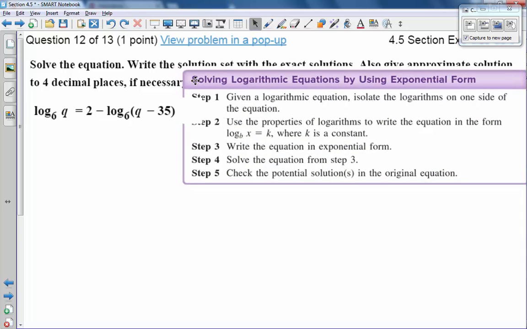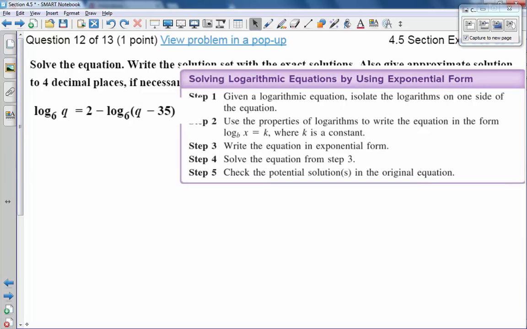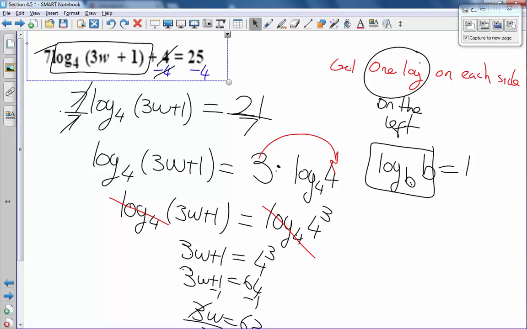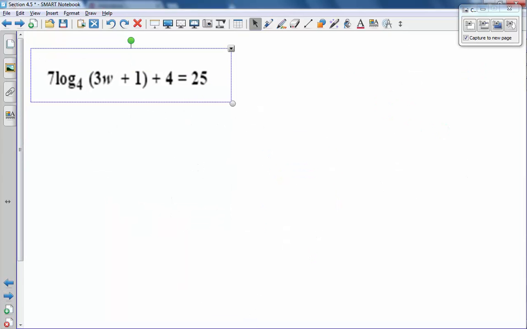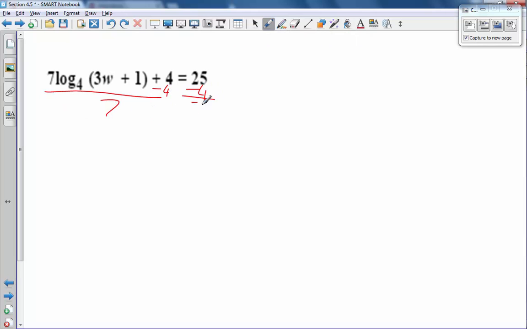Let's read it and apply it to that question. First, given the equation, get the logarithms on one side of the equation. If you have two, you need to isolate them on either side. But here we have one logarithm, so I'm going to isolate that logarithm. Haven't we isolated already? This is the isolated form, right? So I can cheat this part, or I can redo it again. How do you isolate that? Subtract 4 and divide by 7. Okay? Subtracted 4, 21 divided by 7, 3. You got this.